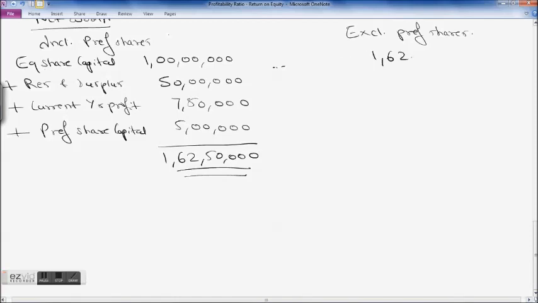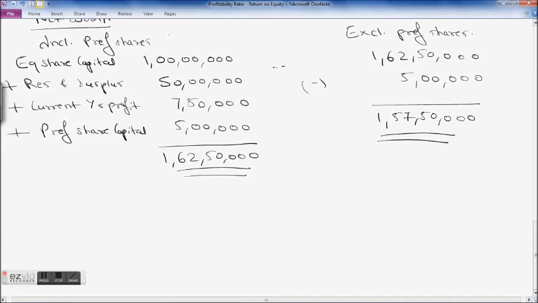Okay, now we will calculate net worth excluding your preference shares. Okay, so we'll take 1,62,50,000 less preference share capital, which is included above, that is 5 lakh rupees. So it comes to 1,57,50,000. Okay, so this is how you calculate excluding preference share.